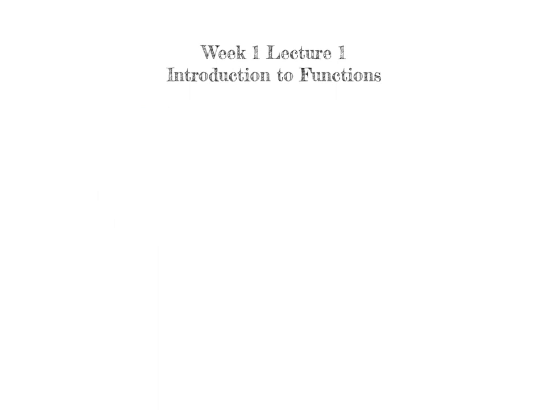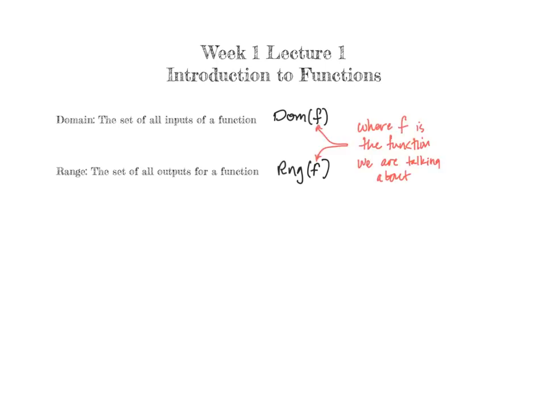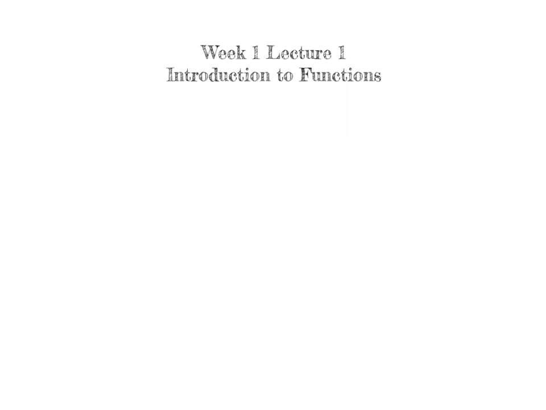Now for some more terminology. The set of all inputs for a function is referred to as the function's domain. The set of all corresponding outputs is called the range. We'll denote these by DOM of f and RNG of f, respectively. We can now define a function a little more rigorously. It consists of essentially three things: a domain, a range, and a rule that assigns to each input of the domain exactly one output from the range. This update helps to highlight the fact that different functions can actually have the same rule.